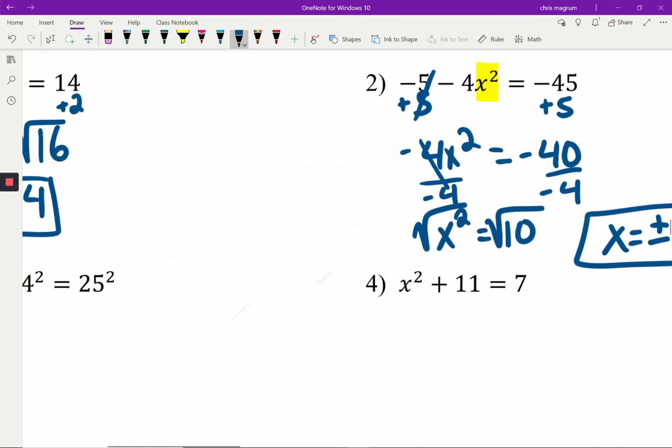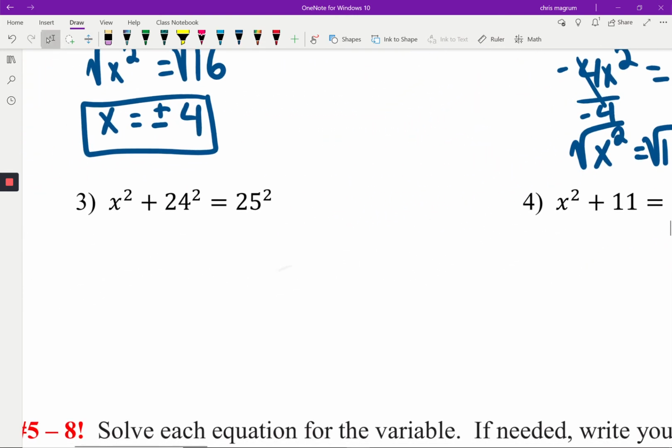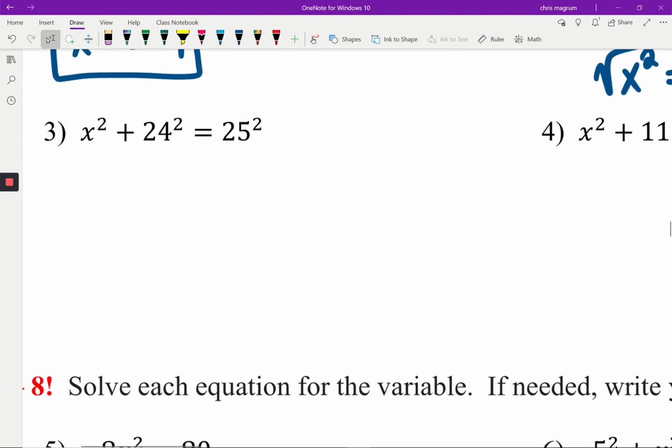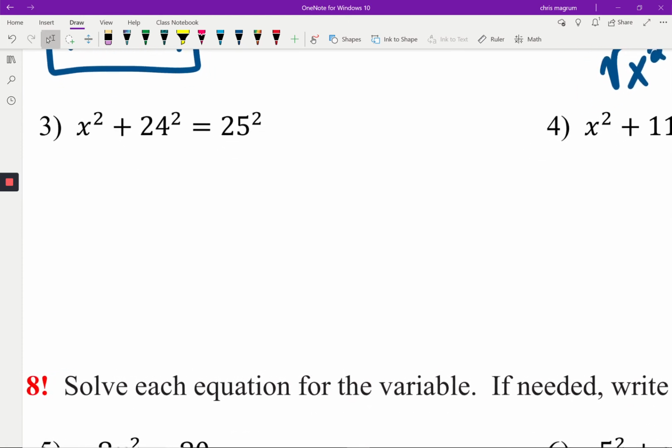Just another reminder, again, if I'm going too fast, it's not in class, so we can rewind easily. Take the time to rewind if you need it, or pause for a second and let yourself take things in and continue. Number 3, we have x squared plus 24 squared equals 25 squared.